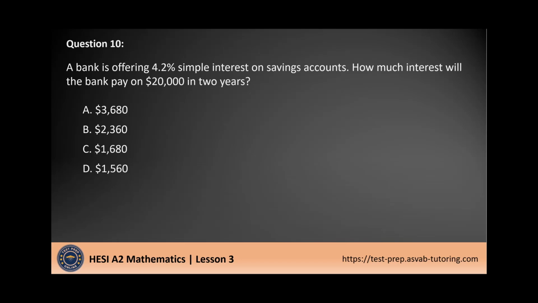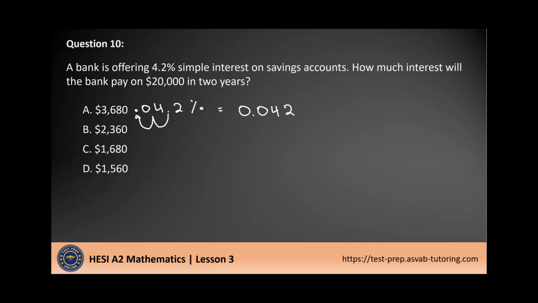A bank is offering 4.2% simple interest on saving accounts. How much interest will the bank pay on $20,000 in 2 years? Okay, so we're starting with 4.2%. We need to turn that into a decimal. We'll move this 2 places to the left, fill in the 0. 4.2% equals 0.042.